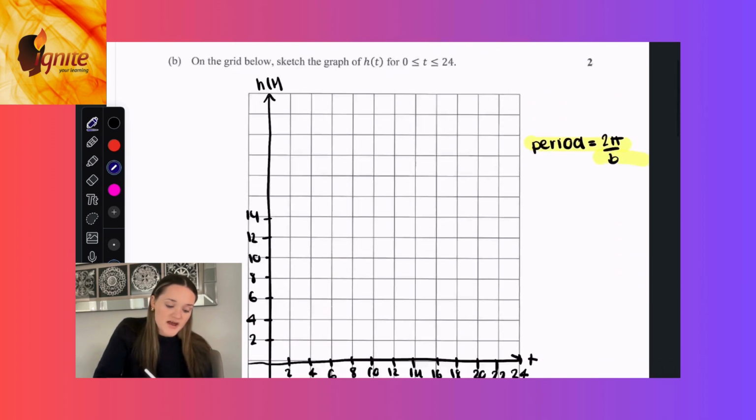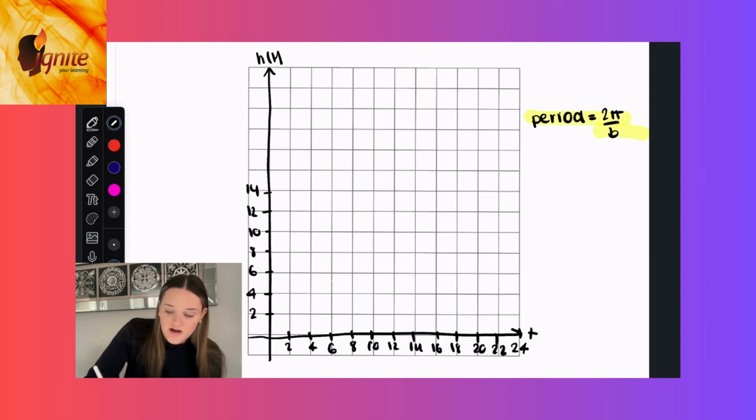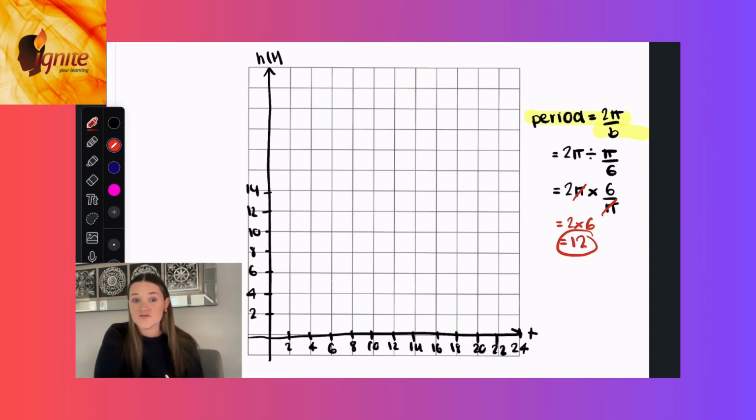So since our period equation is given by period is equal to 2 pi divided by b, we can rewrite this as 2 pi divided by pi on 6. So I can cancel some terms out. I'm going to change this into a multiplication by going 2 pi times its reciprocal of 6 on pi. And I can then cancel out these pi's and I'm left with 2 times 6, which gives me 12. So what this means is that every 12 values of t, my function is going to restart. So at this point here and at this point here.